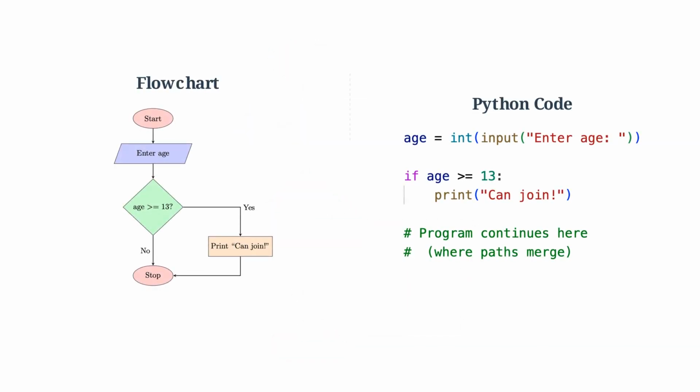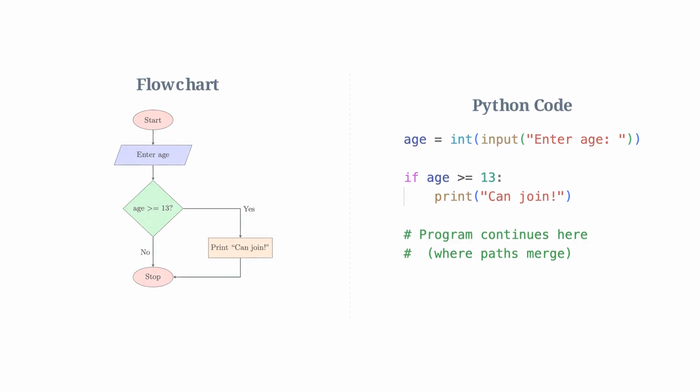Watch the transformation. The diamond becomes an if statement, the condition stays the same, and the yes path becomes our indented code block. It's like translating between two languages.